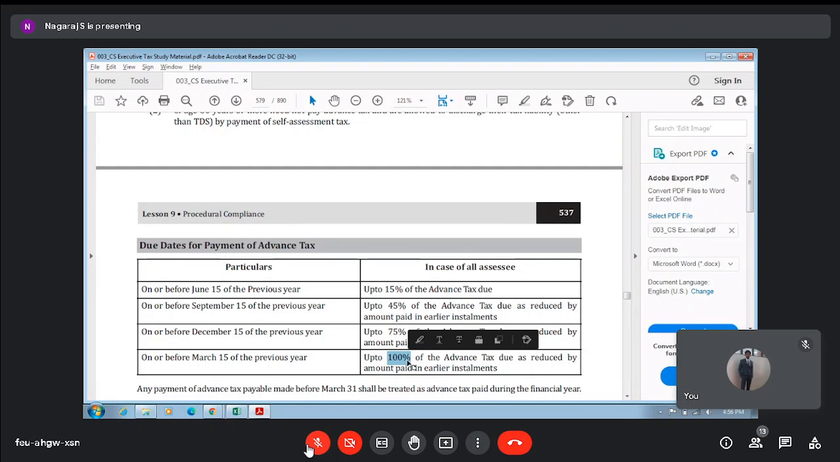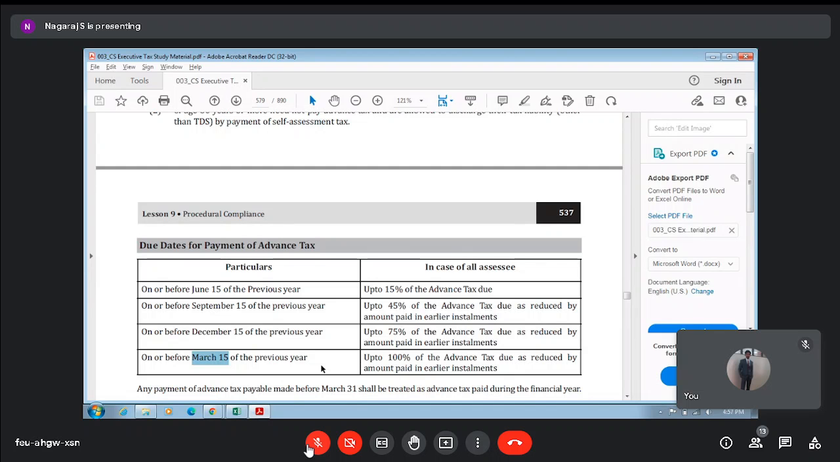Now the question comes: sir, after 15th March, that means from 16th March to 31st March, if I have some other income which I couldn't estimate or predict, do I need to pay tax for those incomes? Yes. Whatever tax you pay after 15th March but before 31st March is also called advance tax.